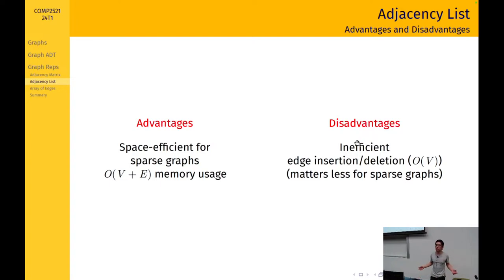And what's the main disadvantage of an adjacency list? The main one is that inserting or deleting an edge is big O of V, which is not as efficient as an adjacency matrix. In an adjacency matrix, inserting or removing an edge was O of 1. But this matters less for sparse graphs, because if you have a sparse graph, then the length of each linked list isn't going to be very long. So an adjacency list is still the preferred representation for most scenarios in the real world.